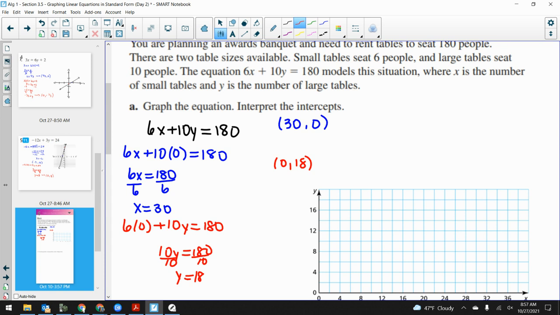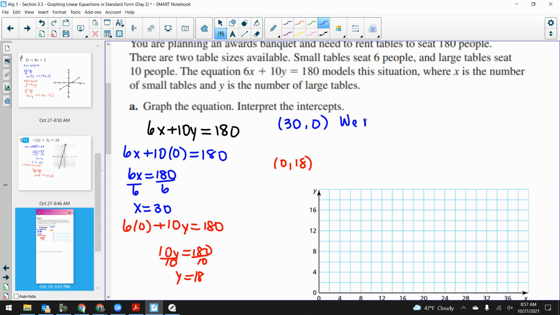What does that mean? What do those points mean? Let's first examine 30, 0. What do you think 30, 0 means? There are 30 small tables. Be more specific. What's the y value? 30 small tables, and how many large tables do I need if I have 30 small tables? 0. There it is. That's the interpretation. 30 small tables and no large tables will get us 180 people. Okay, that's the interpretation.